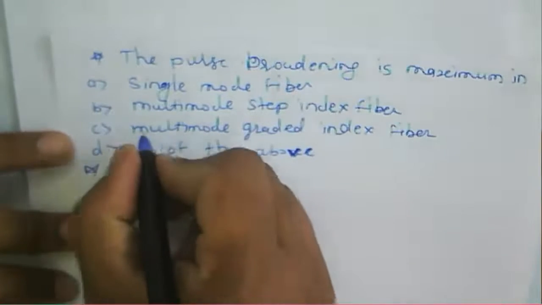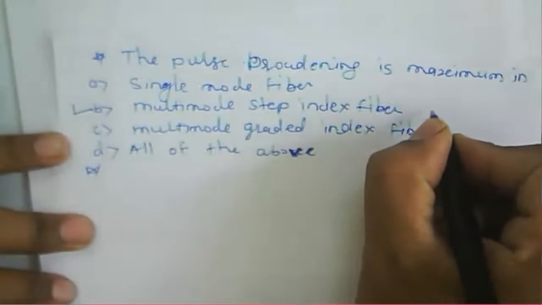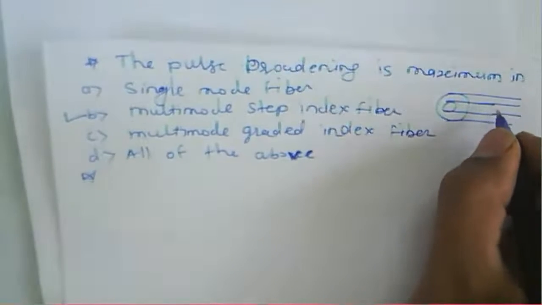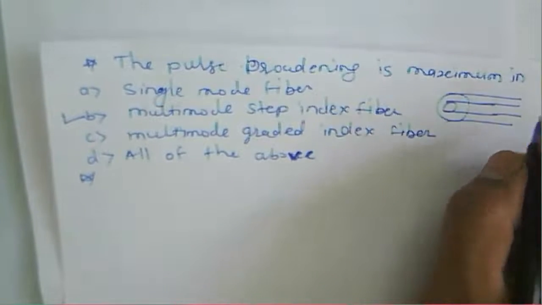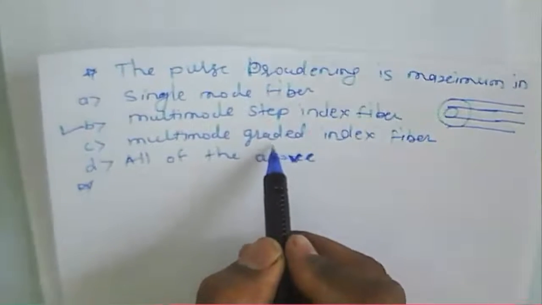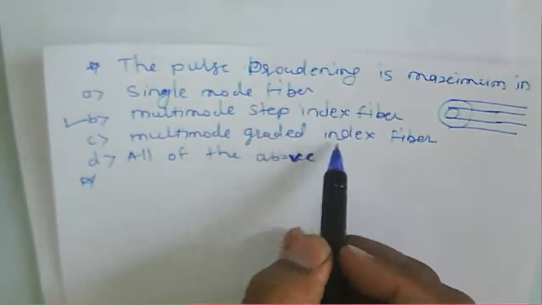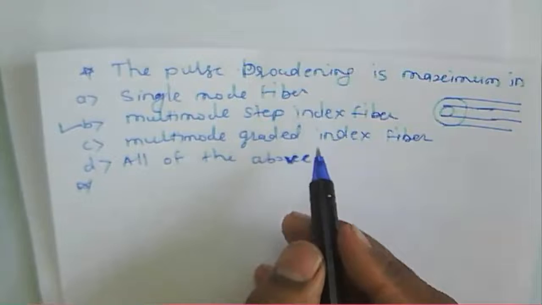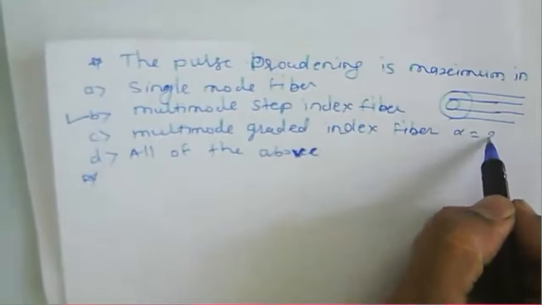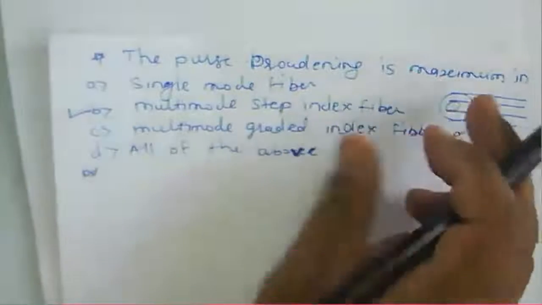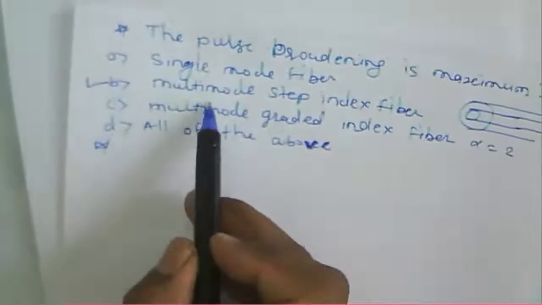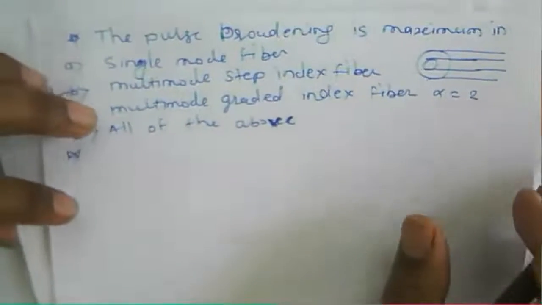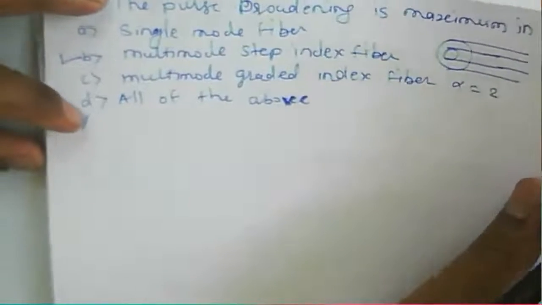The answer for this is the multi-mode step index fiber, because the core and cladding layer have a constant difference in the refractive index. Graded index is not correct. To minimize the pulse broadening, we have to use the graded index fiber. But in that case, if the profile is parabolic, alpha is equal to 2, then pulse broadening can be reduced. But multimode step index fiber has the maximum pulse broadening there.